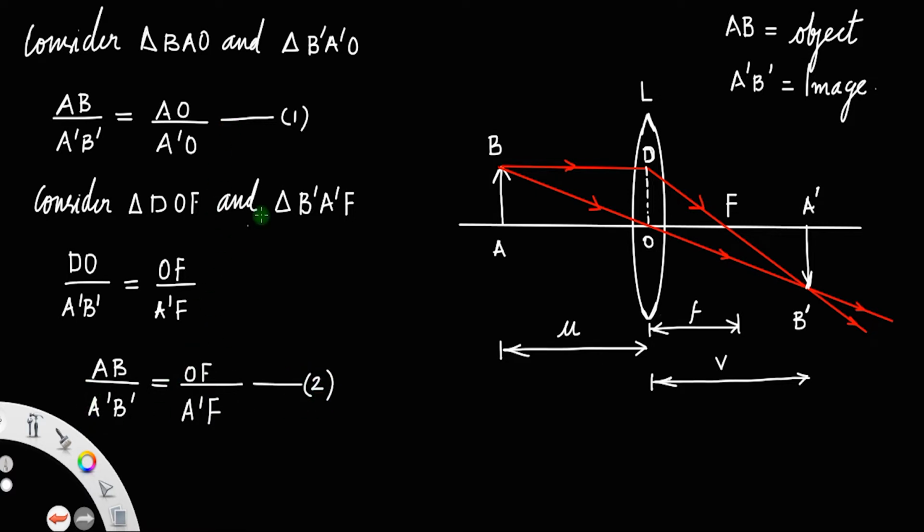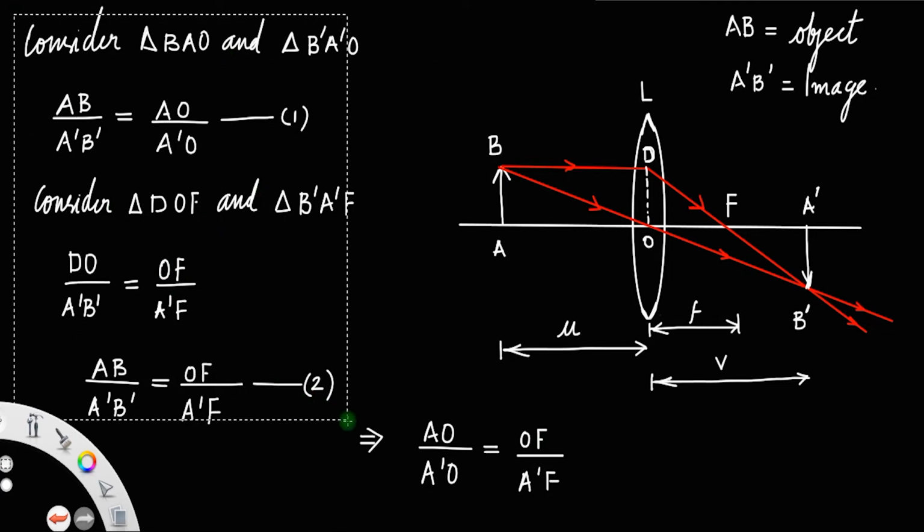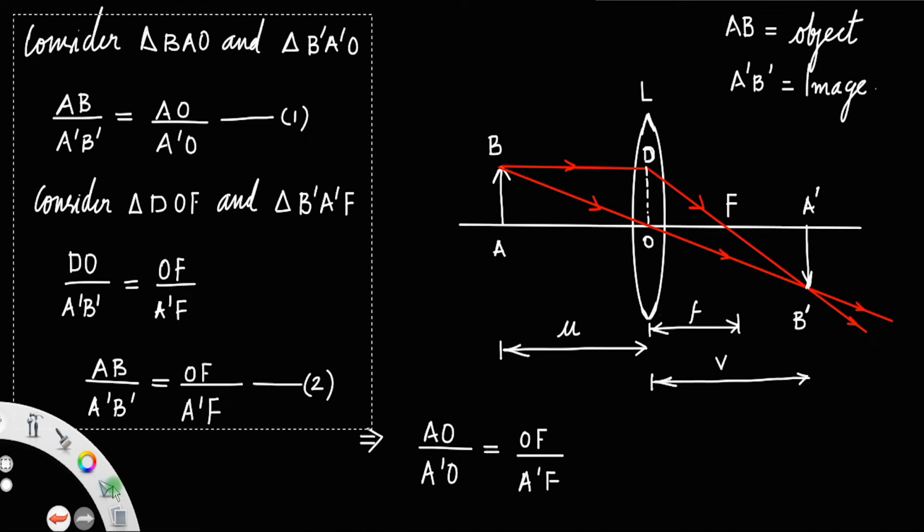From equation 1 and equation 2, the left side remains the same. So clearly the right sides must be equal. So from 1 and 2, you will get AO divided by A dash O is equal to OF divided by A dash F. So that's our final expression. Now we must substitute all the values of these lengths in here.